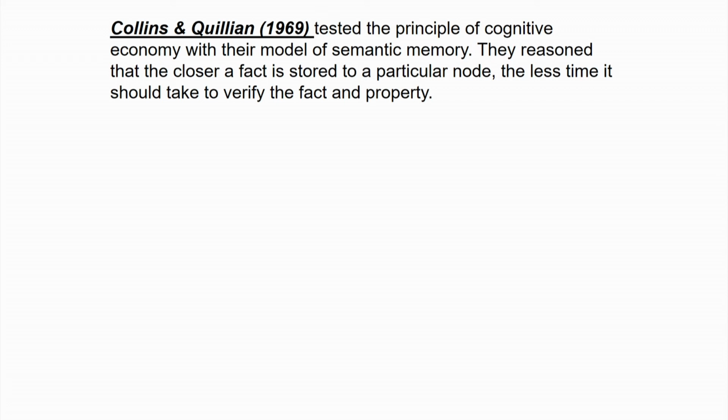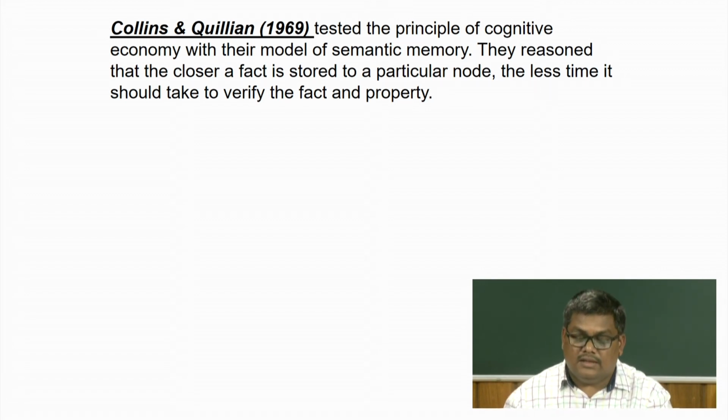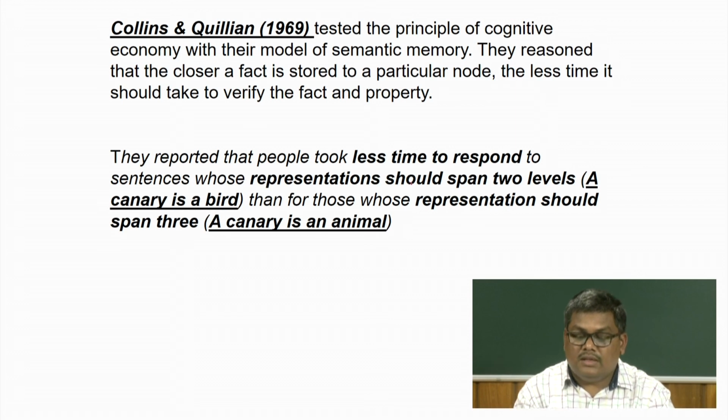So, they tested the principle of cognitive economy with this model, and they reasoned that the closer a fact is stored to a particular node, the less time it should take to verify a particular property. So, if a particular fact or concept is stored very close to another concept, it should take less time to verify than if it is stored far away, and they tested this. They reported that people took less time to respond to sentences whose representation should span 2 levels, a canary is a bird, than to representation which should span 3 levels.